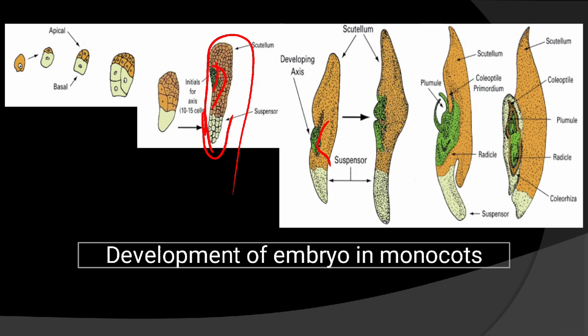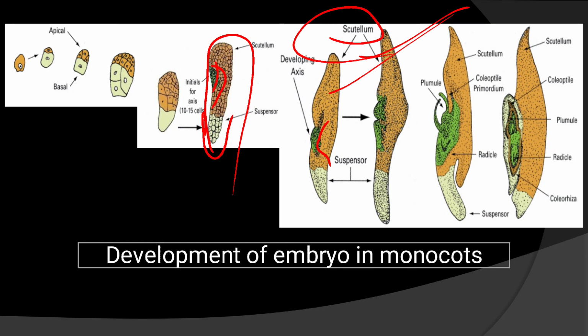Okay, and now what is it? Scutellum. This scutellum is also called cotyledon because the main role of scutellum is to absorb the nutrition from the endosperm and transfer it to the embryo. So this is also called cotyledon, but it is modified cotyledon. Okay, scutellum is the modified cotyledon and it contains one cotyledon only.